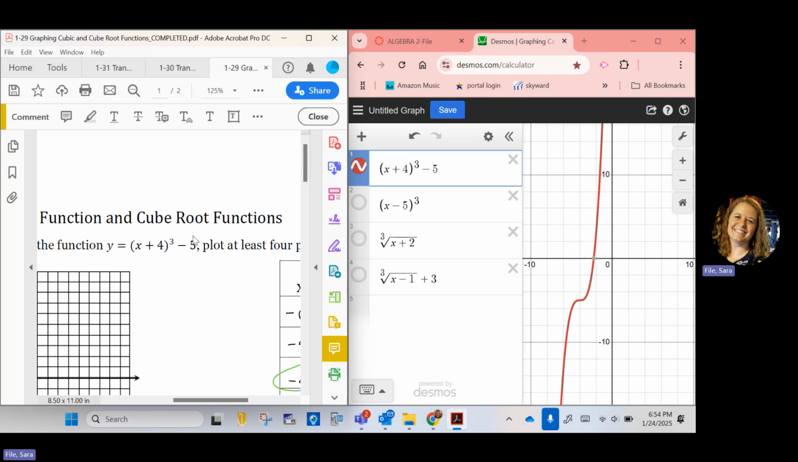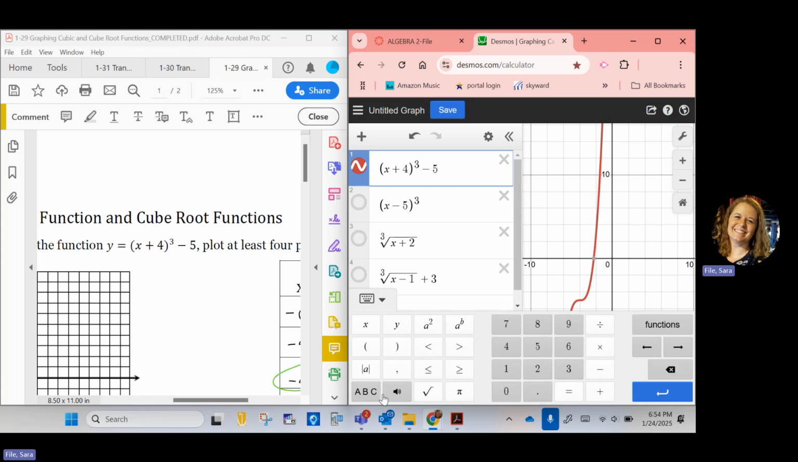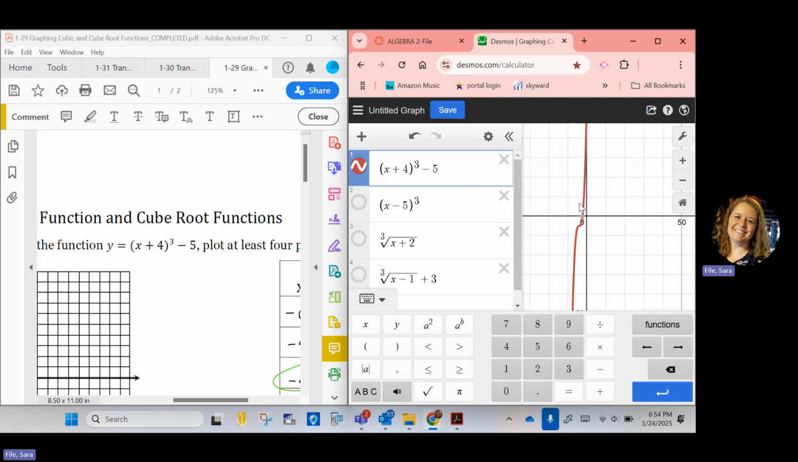When you're typing that in, you do the same thing. Now on your keyboard, when you do squared, you may have used this button. You won't be able to use that for cubed, but you could use this one and type a 3 in. Or on your computer keyboard, you can use the little caret, like Shift 6, and it'll raise up to a power and you can type your 3 in. So I've typed this equation in, (x + 4)^3 - 5, and you can see the graph over here.